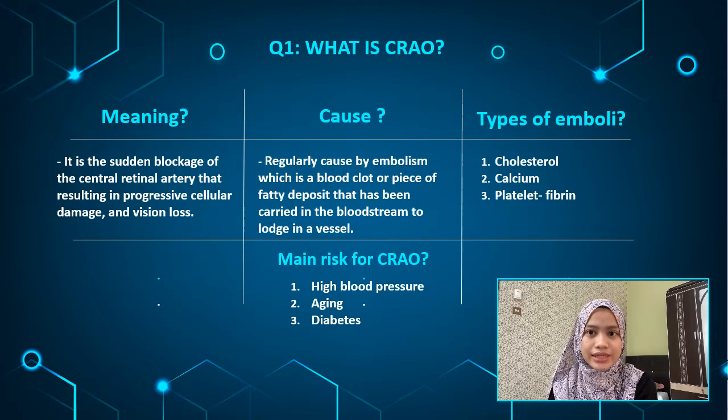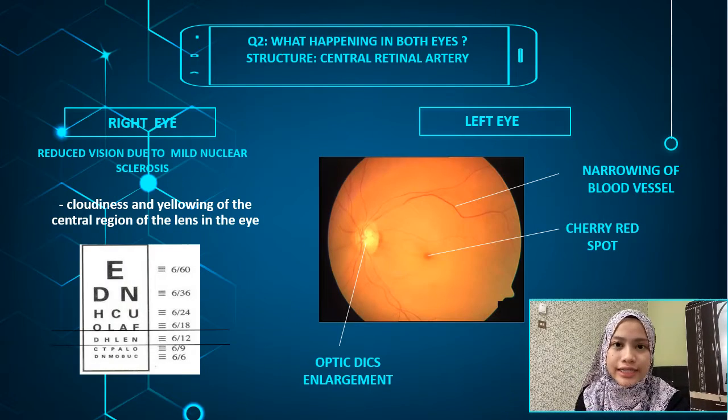In this case, the patient had a history of coronary artery disease, which is high blood pressure. He said that before, he had undergone an endovascular stenting of the left carotid, which is on the same side as the structure affected in the left eye. So, regarding our case study, what is happening at both eyes?